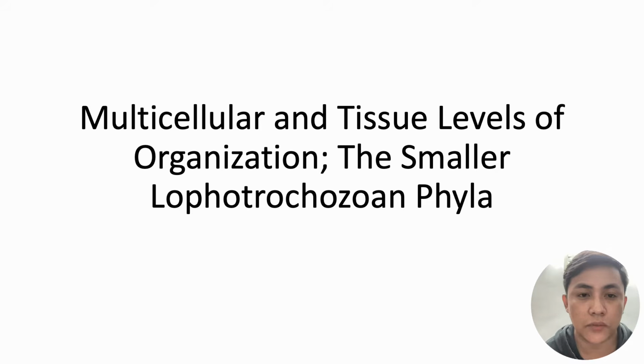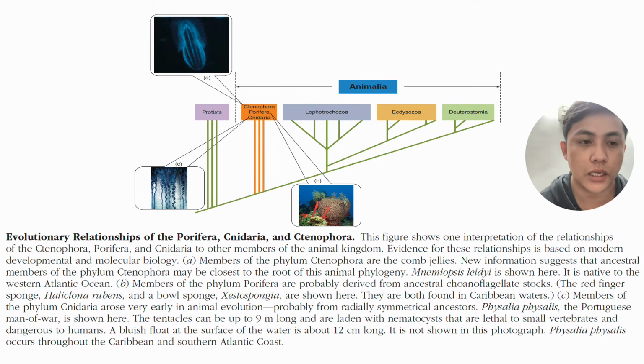Multicellular and tissue levels of organization, the smaller Lophotrochozoan phyla. Right here are the evolutionary relationships of Porifera, Cnidaria, and Ctenophora under the basal phyla. This figure shows one interpretation of the relationship among them and other members of the animal kingdom, such as those under the Lophotrochozoa, Ecdysozoa, and Deuterostomia, even the one that is on the outside of the bracket, the Protista, which we have earlier discussed. Evidence for this relationship is based on modern developmental and molecular biology.